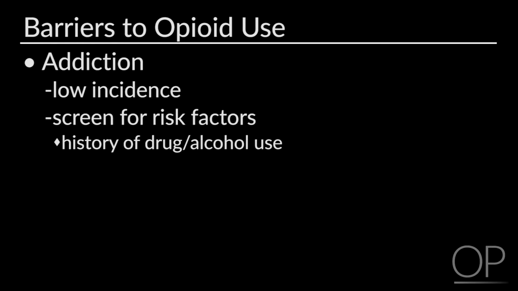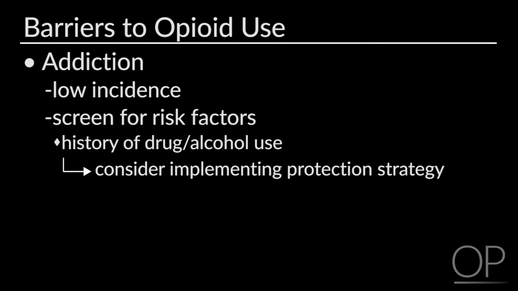Most patients utilize their opioids appropriately, but it is something to be aware of, particularly to screen for any risk factors for opioid misuse that the patient or family members may have, such as history of drug use or alcohol use. Again, that would not be a reason not to prescribe. It would just be a reason to be a little bit more careful and perhaps put a protection strategy in place if you identified some of that.